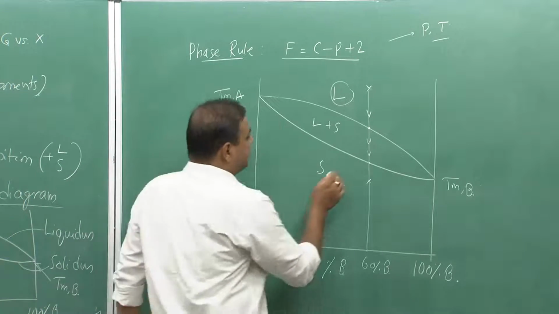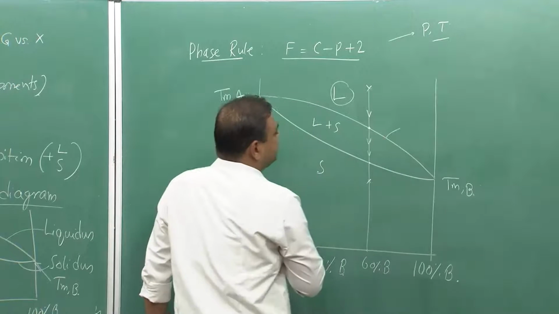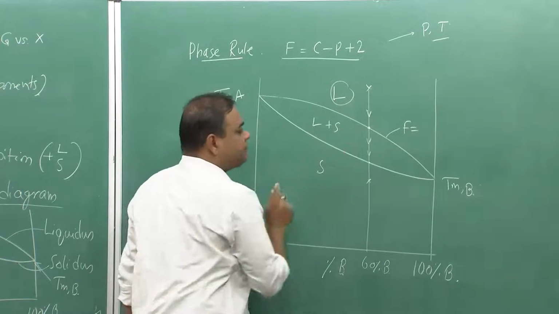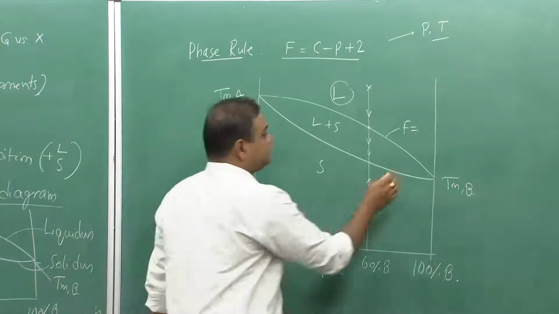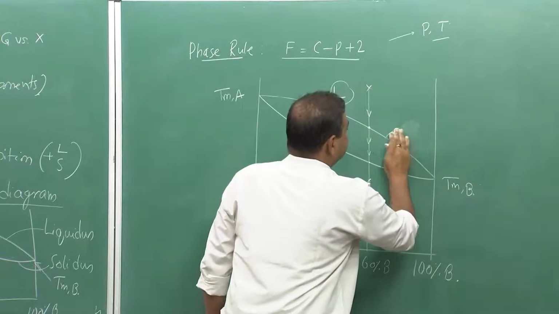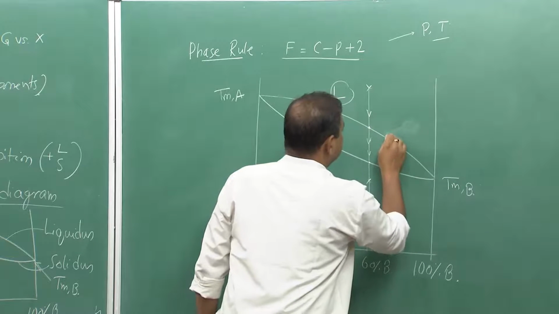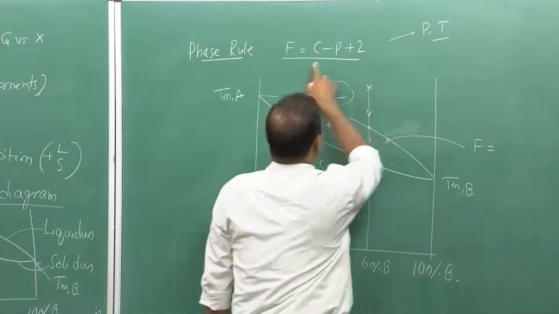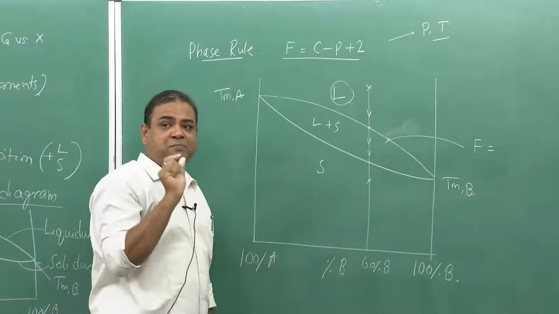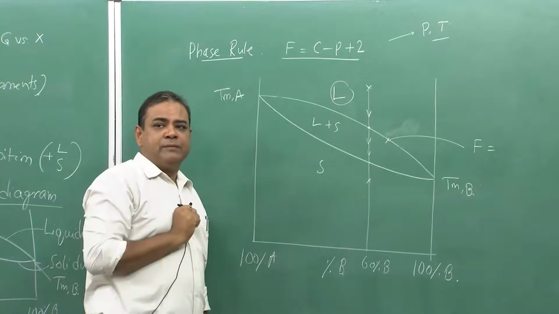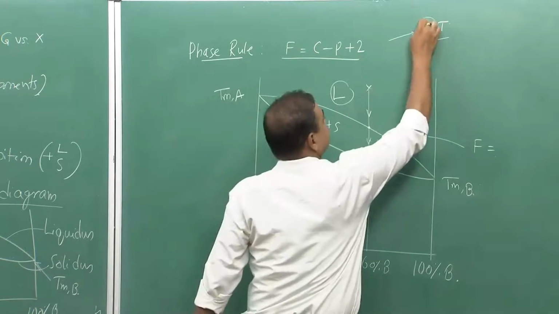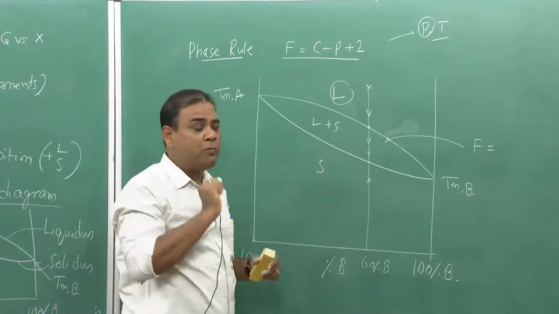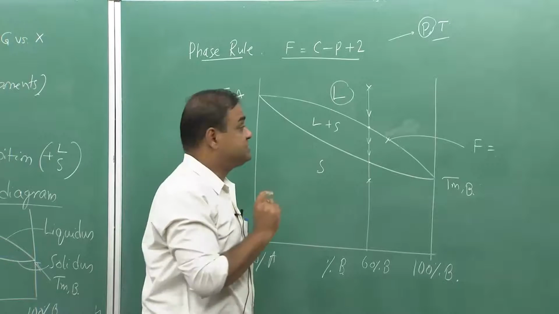Now, if I try to find out the degrees of freedom at this point, F would be equal to, so how many phases are there? There will be 2 phases. So if I try to see what F would be at this point, F would be equal to C minus P plus 2. Now, this plus 2 will be replaced with 1 because we have already fixed pressure. So I am left with only one external variable, which is temperature.